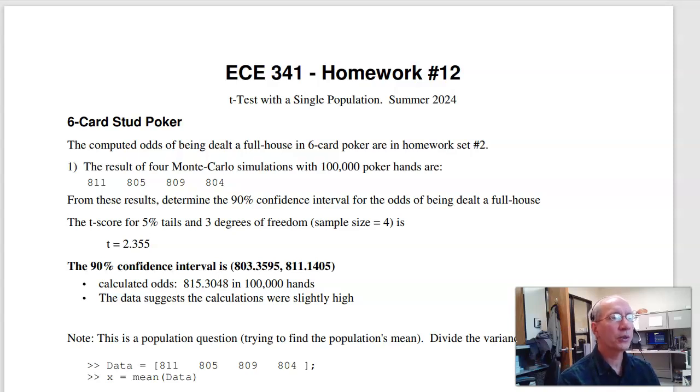These are the solutions to homework set number 12 for ECE 341 random processes. This homework set looks at student t-test with a single population. Now the first problem is looking at 6-card stud.